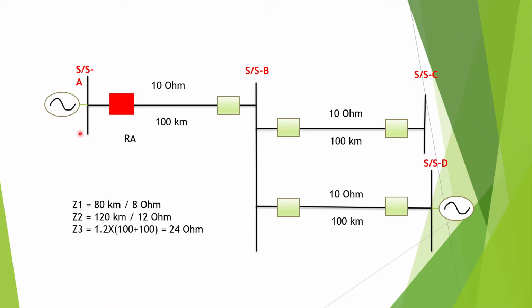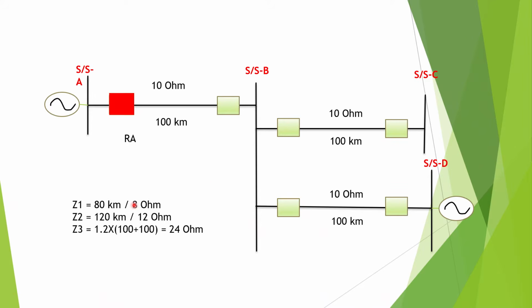Source is connected at substation A and substation D end, and there is a single circuit line between substation A and B, between B and C, and between B and D. The line length of all the lines is equal for ease of understanding, that is 100 kilometer, and I have considered that 100 kilometer line length is equal to 10 ohm impedance.